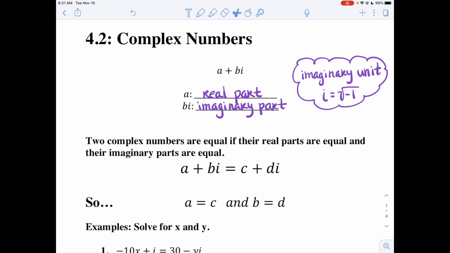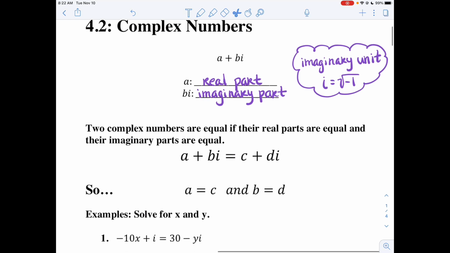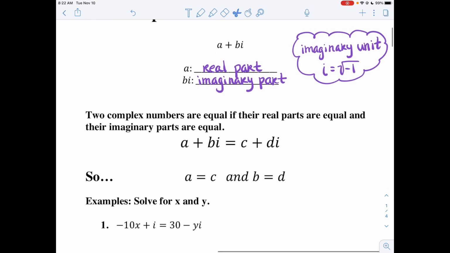And so if we have two complex numbers and we set them equal to each other, that means that their real parts must be equal to each other and their imaginary parts must be equal to each other. So for example, if we have a complex number a plus bi and another complex number c plus di, the real parts have to be the same, the a and the c. How do I know that those are the real parts? They're the ones that don't have i's on them.